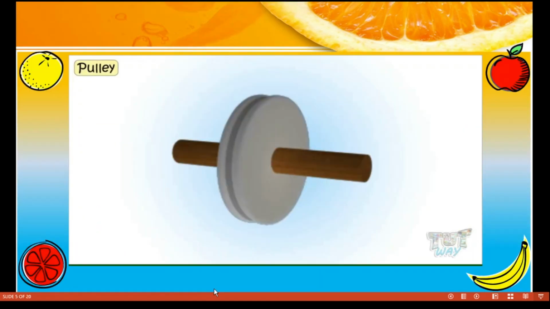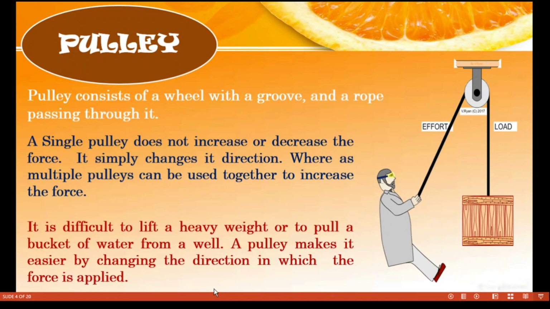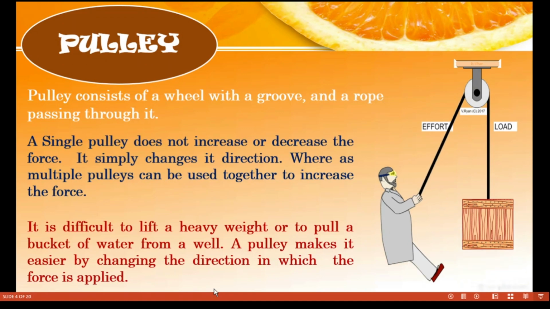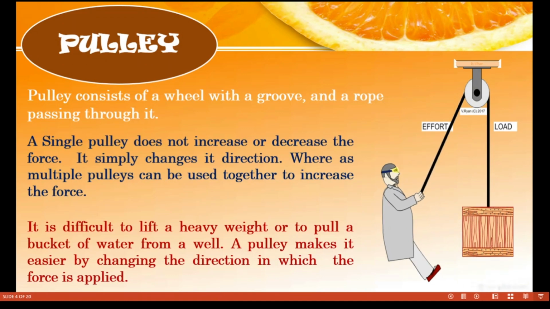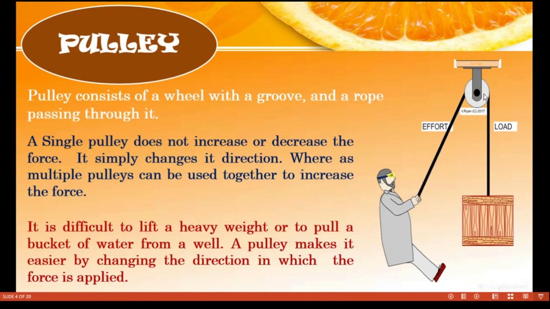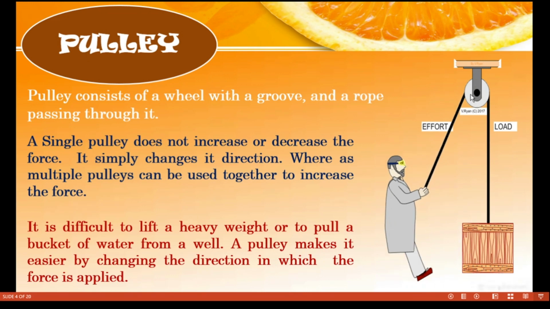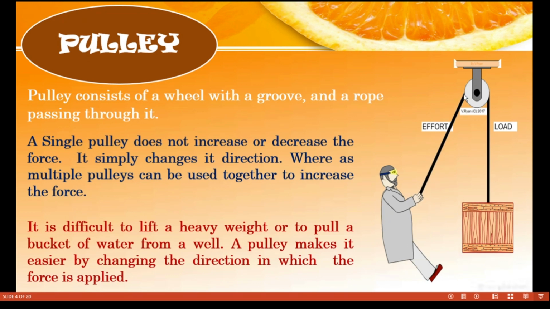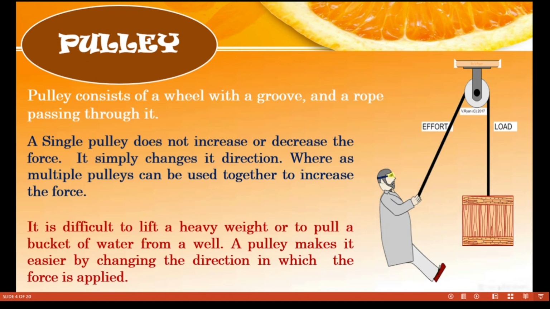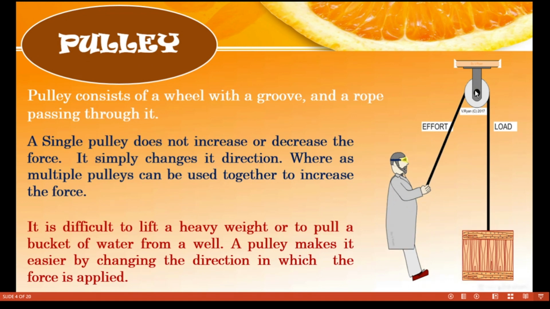So the very first topic is pulley. What do you mean by a pulley? A pulley consists of a wheel with a groove and a rope passing through it. Look at this picture. This man is trying to lift a heavy load, and this is the pulley. So it consists of a wheel, and with a groove. The groove you can't see, so in the next slide I will explain in detail about the pulley. A rope is also passing through it. Such an arrangement is called a pulley.